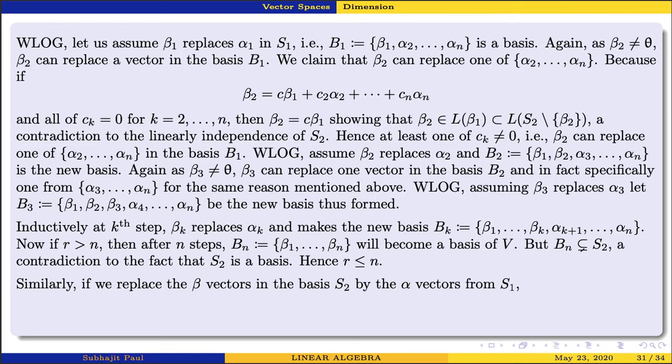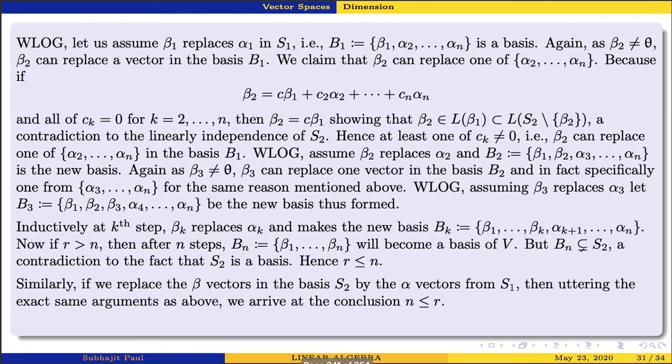Similarly, if we replace the beta vectors in the basis S2 by the alpha vectors from S1, so we were replacing the vectors from S1 by the vectors from S2, the alpha vectors by the beta vectors. If we do the opposite now, if we replace the beta vectors by the alpha vectors, then uttering the exact same argument as above, we arrive at the conclusion n is less than or equal to R. Therefore, R equals n, and this proves the theorem.